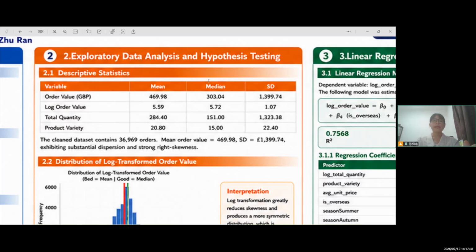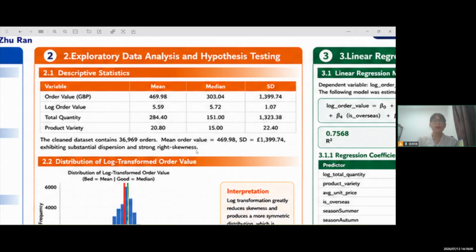I will present the exploratory data analysis and hypothesis testing. After the data was cleaned, our first step was to perform exploratory data analysis to better understand customer purchasing behavior before conducting statistical analysis. We analyzed the 36,969 orders using descriptive statistics. We found that the original order value was highly right skewed.